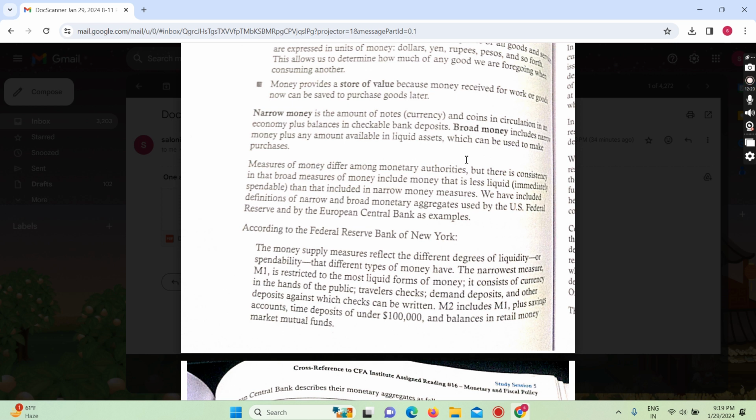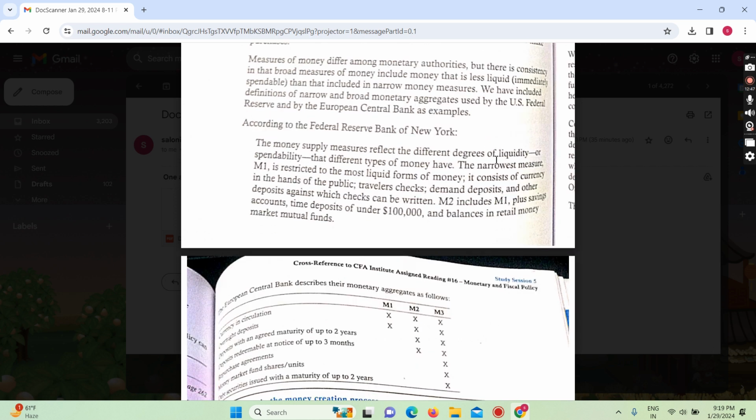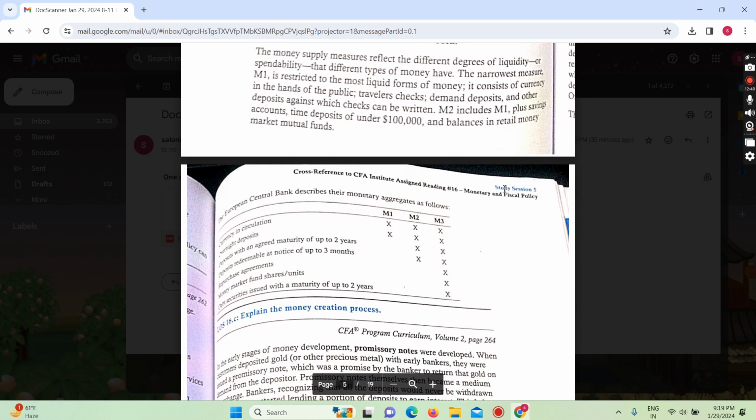So what does M1 basically include? Currency in the hands of the public, traveler's checks, demand deposits and other deposits against which checks can be written. M2 includes M1 plus savings accounts. So what does M1 include, what does M2 include, and all such things.